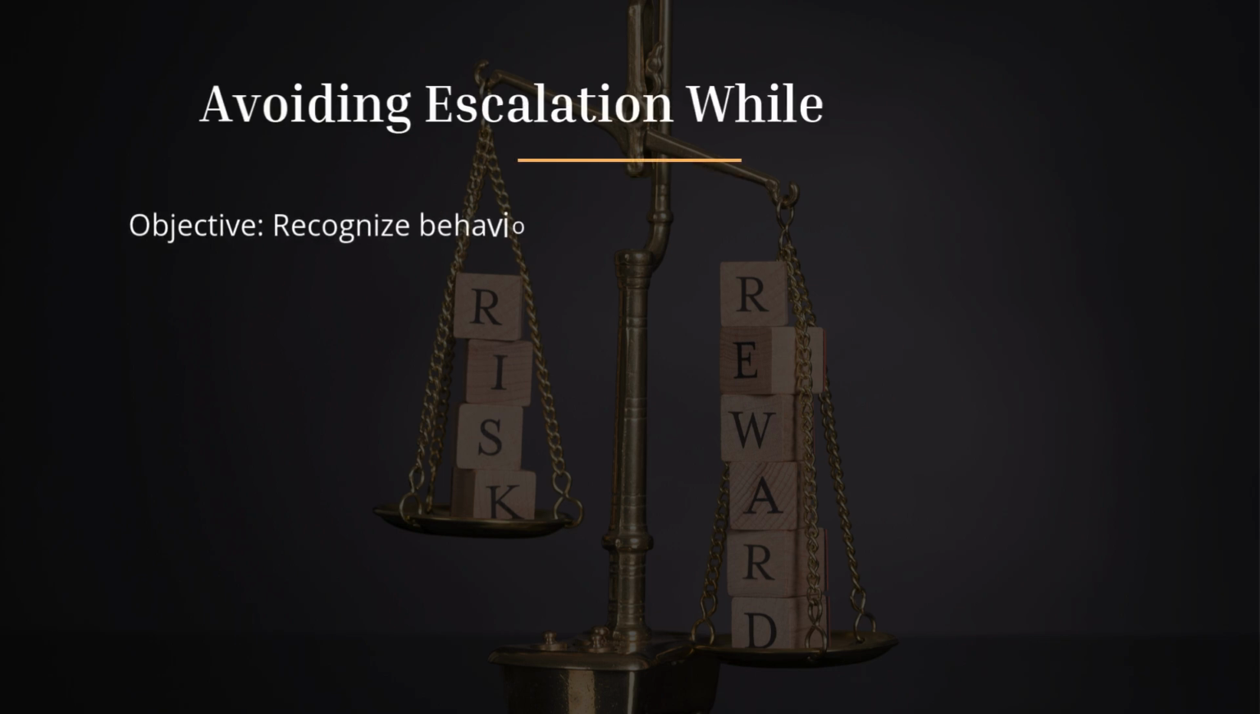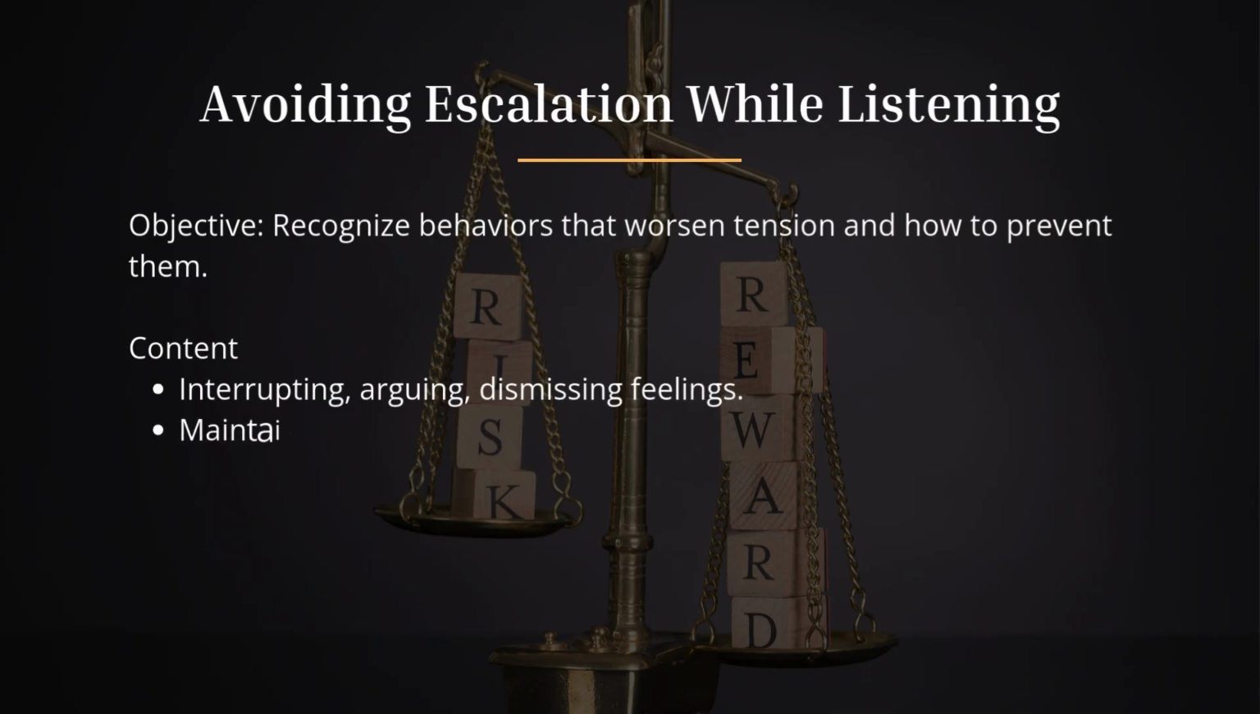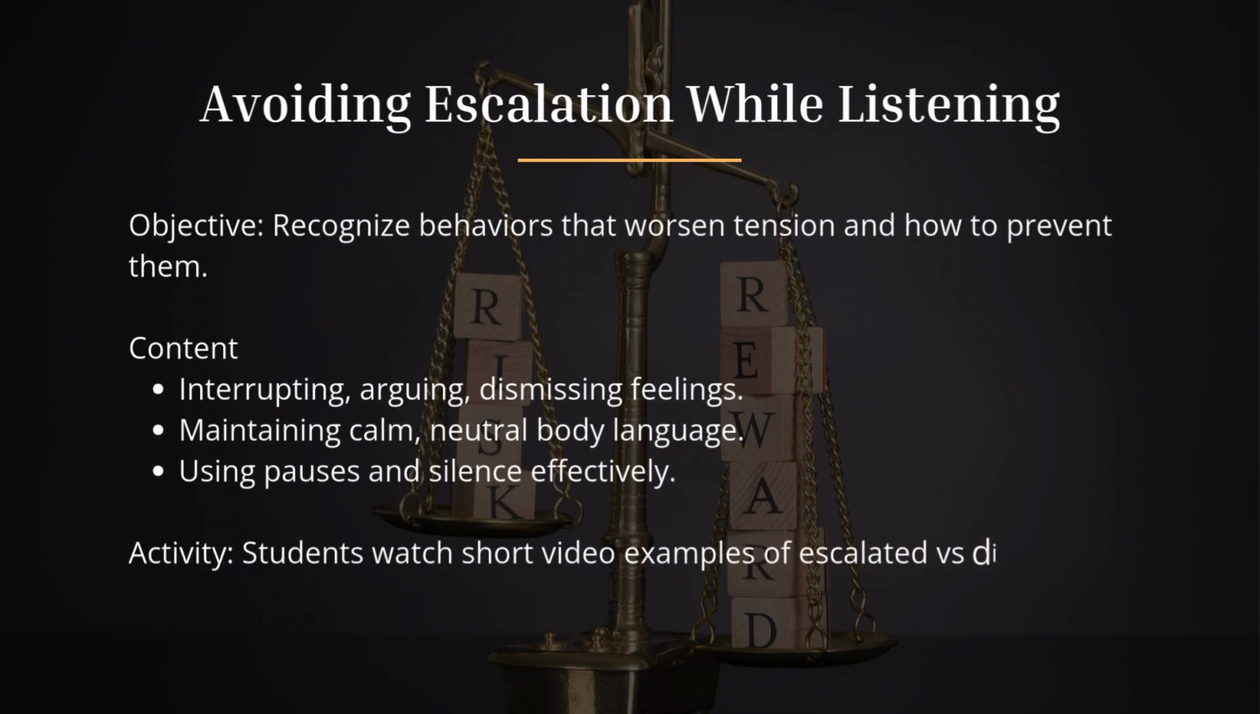Avoiding escalation while listening. Objective: recognize behaviors that worsen tension and how to prevent them. Content: interrupting, arguing, dismissing feelings. Maintaining calm, neutral body language. Using pauses and silence effectively. Activity: students watch short video examples of escalated versus diffused conversations and analyze strategies used.